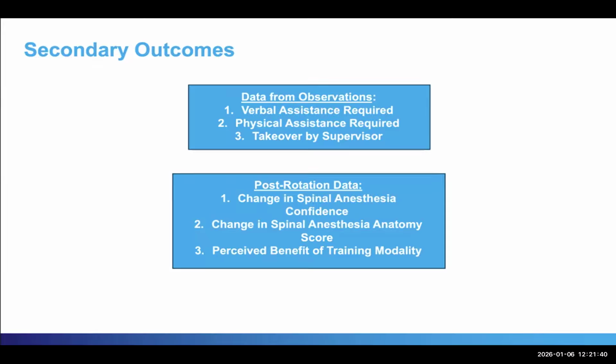Other post-rotation data, we looked for a change in their spinal anesthesia confidence, which was a validated metric for confidence in their ability to perform spinal anesthesia. A change in their spinal anesthesia anatomy score, which was a self-created labeling of all the relevant ligaments, muscles, bones, structures, etc. And then finally, a perceived benefit to the training modality.